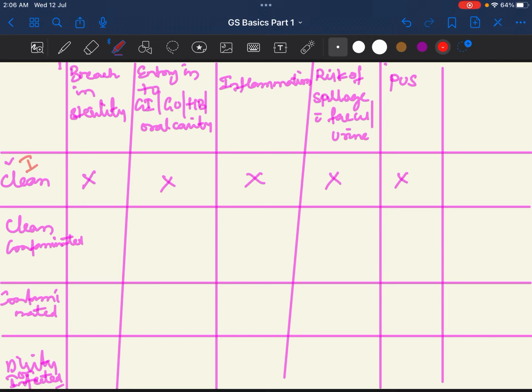And if there is any minor breach in sterility, or you are entering into the GI tract, genitourinary tract, hepatobiliary tract or oral cavity, but there is no inflammation and there is no risk of spillage with feces and there is no pus, then we will categorize this as a class 2 wound.